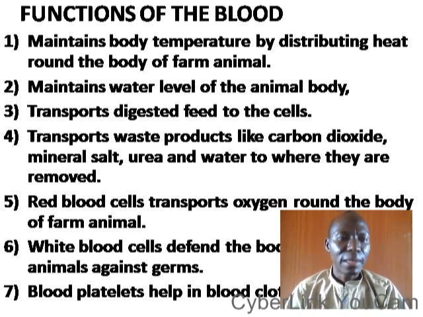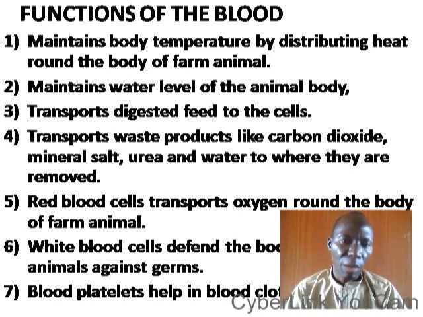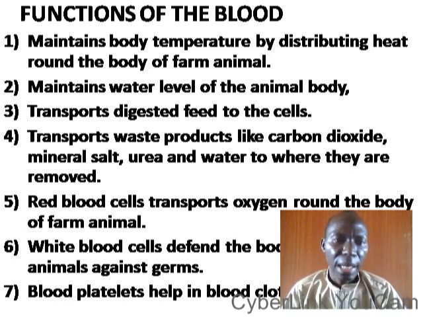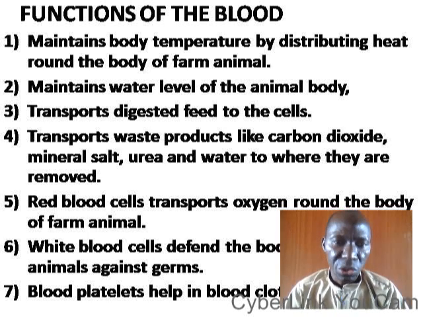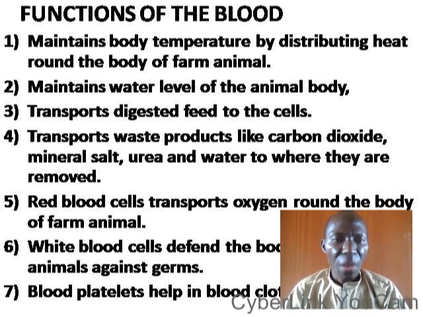Number three, it transports digested feed to the cells. So once the feed has been broken down into absorbable form, like for example carbohydrates to glucose, protein to amino acid, they will be mixed with the blood, and the blood will now carry them to the cells where they are required to be used. Okay. Number 4, it transports waste products like carbon dioxide, mineral salts, urea and water to where they are removed.